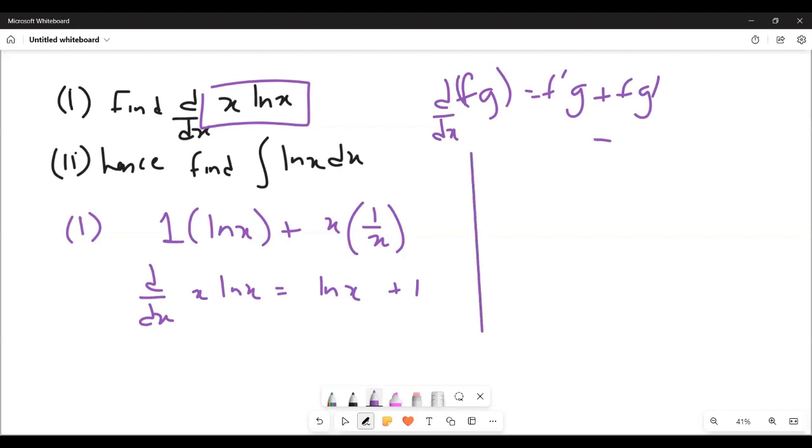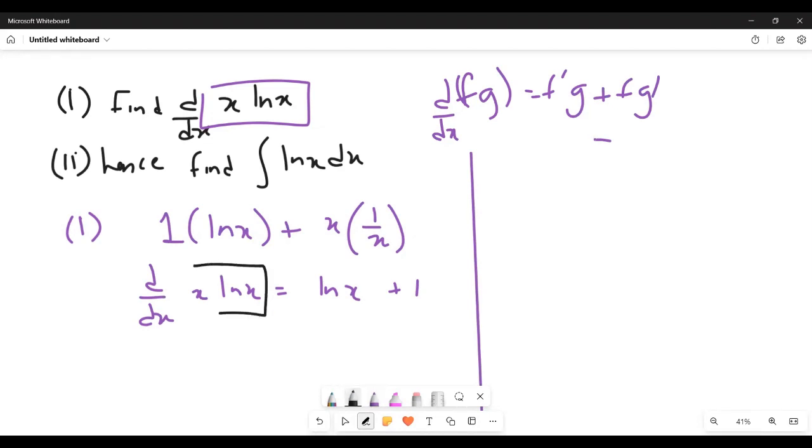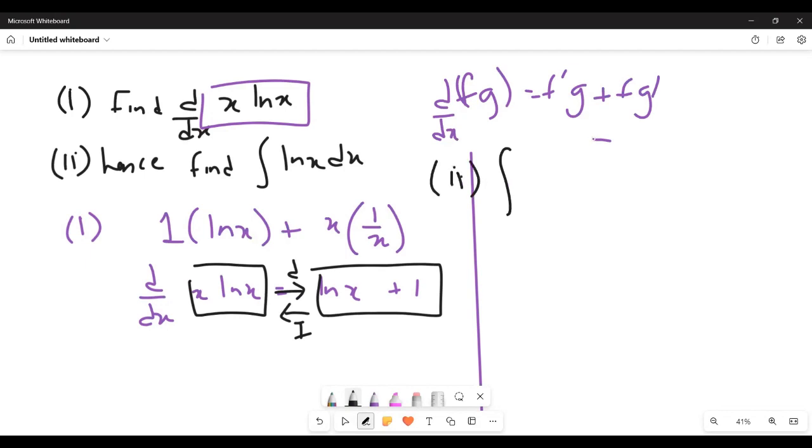For part 2, we're going to reverse this. We know that its derivative is this, so that means its integration is this. So the integration of ln x plus 1 should give us x ln x back.